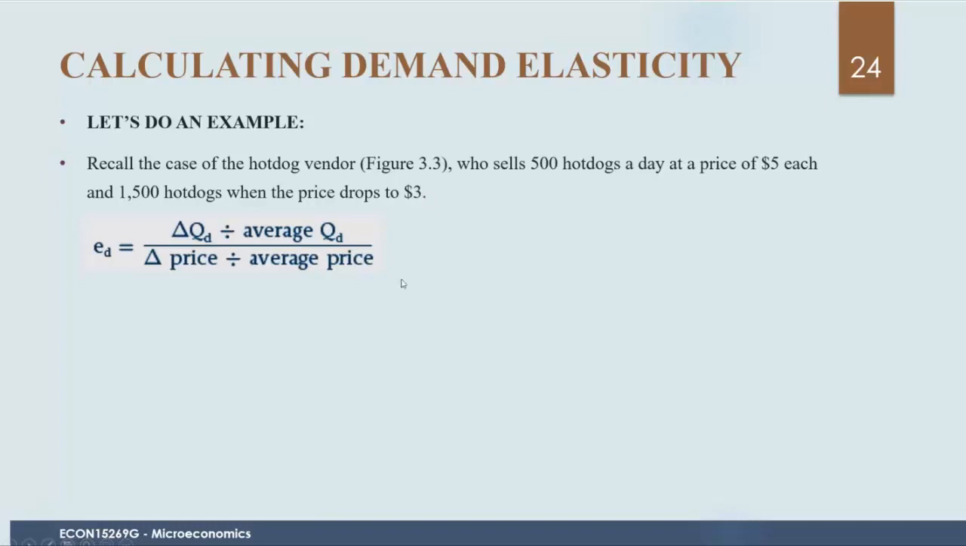Can anyone tell me in the chat what the change in the quantity demanded is? Yep, that's right. So it's 1,000. So the change in Q is 1,000, and then we're going to divide that by what? What's the number we're going to divide that by? Yep, that's right. We're going to divide it by 1,000 because that's the average of 500 and 1,500. If we take 1,500 add 500, we're going to get 2,000 divided by 2 is 1,000.